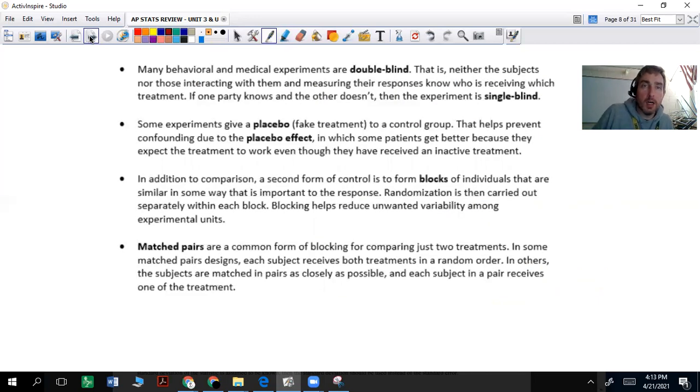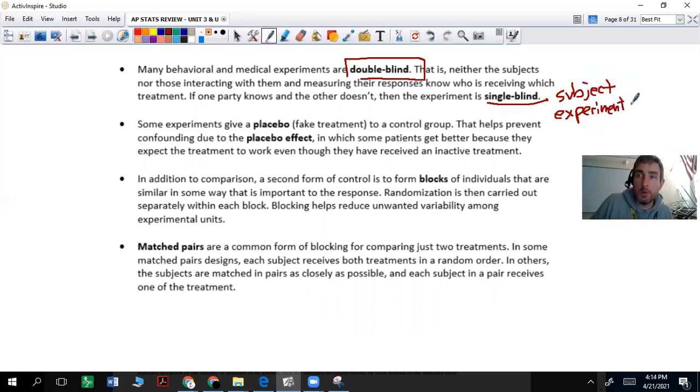Different things in an experiment can impact your results. You can have a double-blinded experiment where neither the subject nor the experimenter knows what treatment is being imposed on what, or you could have a single blind where it might just be the subject that knows, or it might just be the person running the experiment. It could be the subject or the experimenters that know, but not both. That would be a double blind if it's both. So both know.